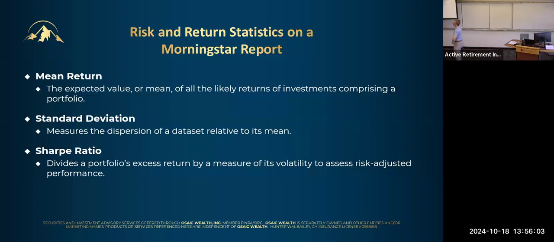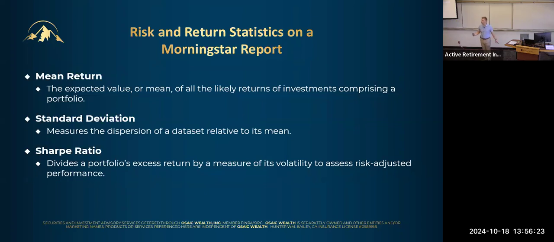So we've got three key ones that we're going to look at on Morningstar reports. The first one is the mean return. This is the expected value or mean or average of all of the likely returns of the investment comprising a portfolio. So generally what we're looking at is all of our funds put together on a Morningstar report.